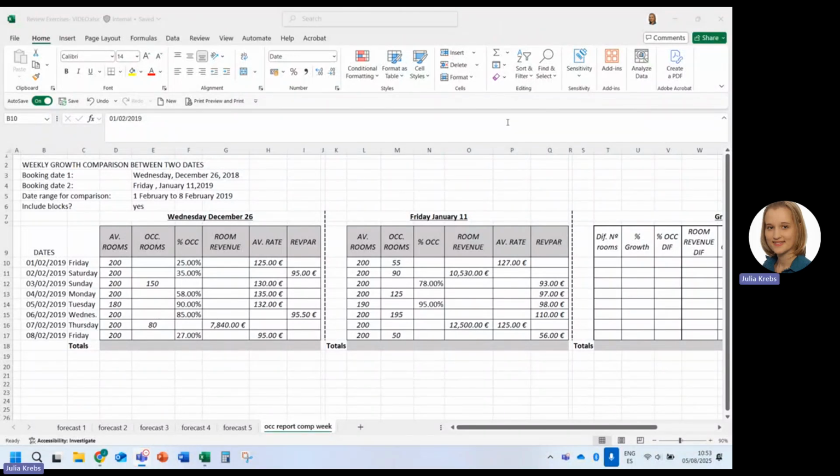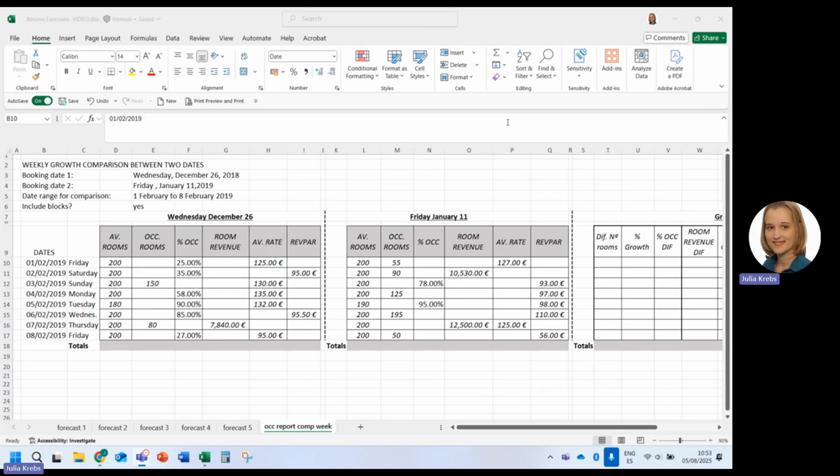Right, so here we have a revenue growth report. What we're going to do in this exercise is compare the amount of, of course, occupancy, ADR, revenue, and RevPAR that has been recorded in the PMS. So we download this growth report here on a weekly comparison.